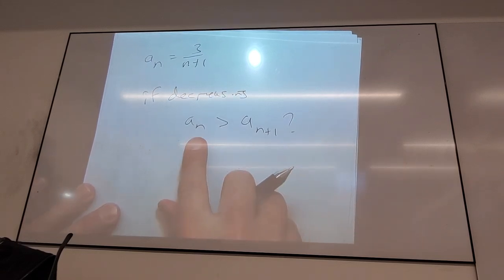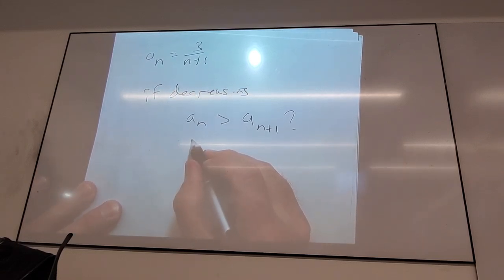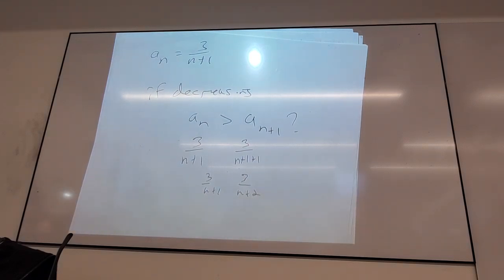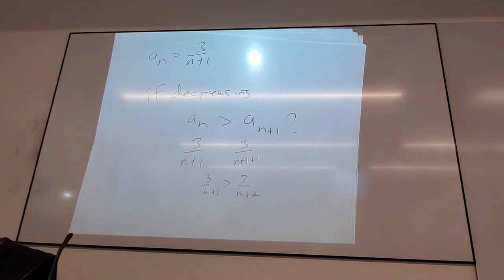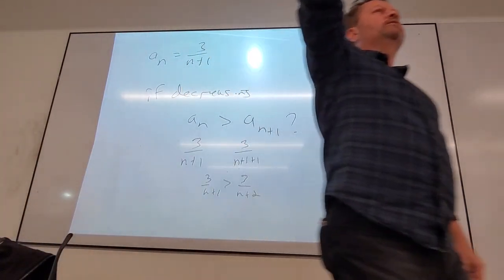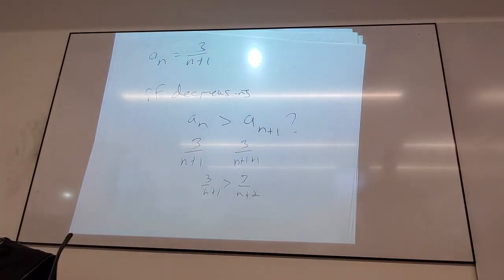Is that true? Well, what's a_n? 3 over n plus 1. And what's a_{n+1}? 3 over n plus 1 plus 1. Yes, good. And which one's bigger? The one that's divided by less, yes? So is this decreasing then? Did we just investigate every element of the sequence? Not just a few, but did we investigate every element? Yes, because what's n? Could be anything. So didn't I just look at the 8 millionth element versus the 8 millionth and first? Yes, I did.